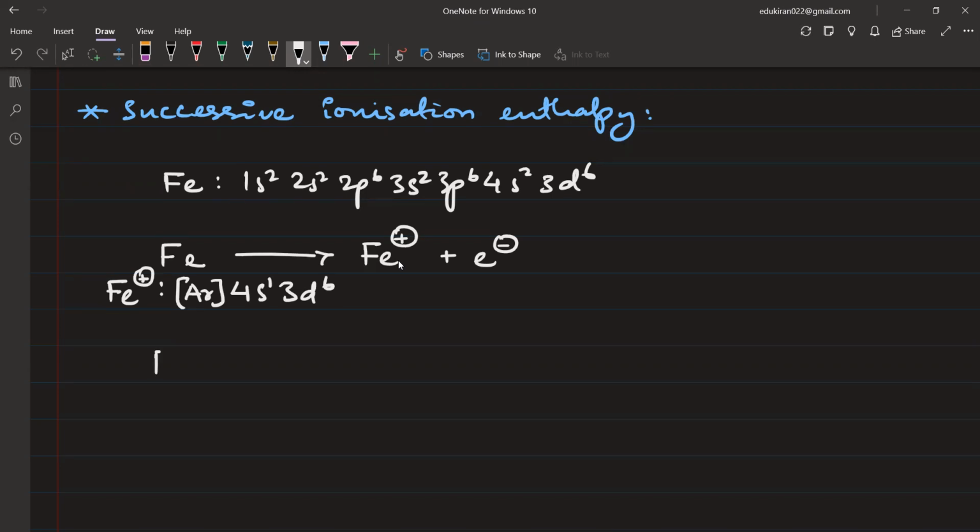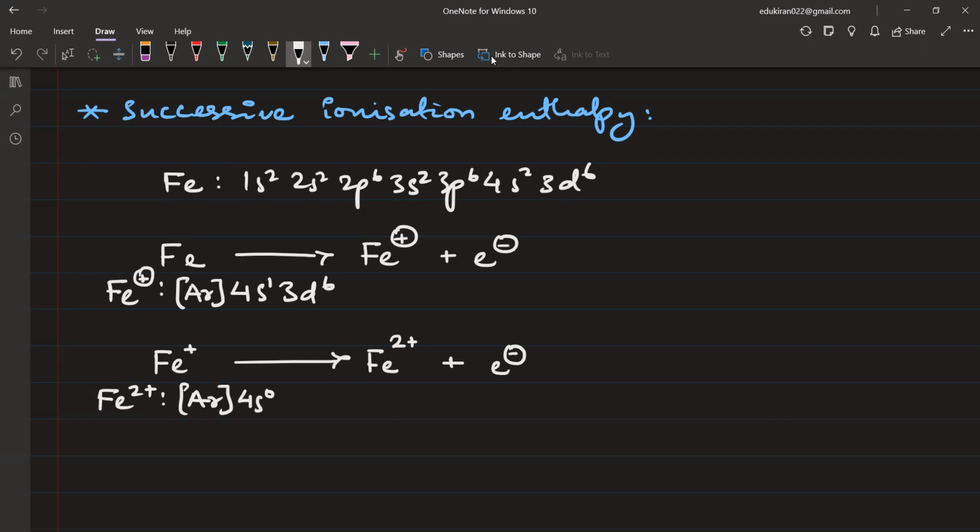Now we can remove another electron from Fe positive. If I remove another electron from Fe positive, what will we get? Tell me. What will be the charge if I remove one more electron from Fe? Fe2. Yeah, very good. Fe2 positive. And this will also give me one electron. Now Fe2 positive will have electronic configuration of argon. 4s will now be 0 because the outermost electron is 4s. That will be 0 and we'll just have 3d6.